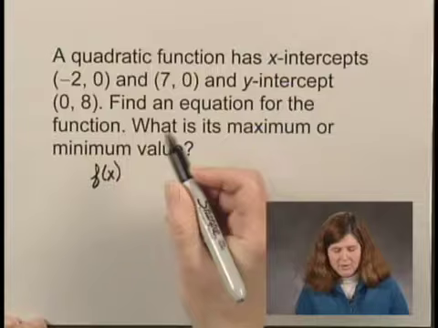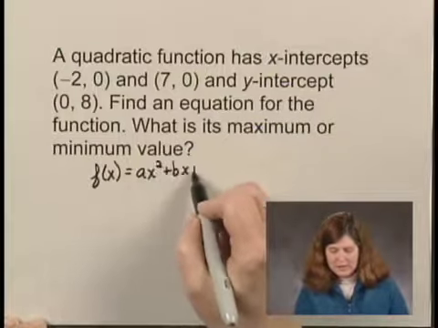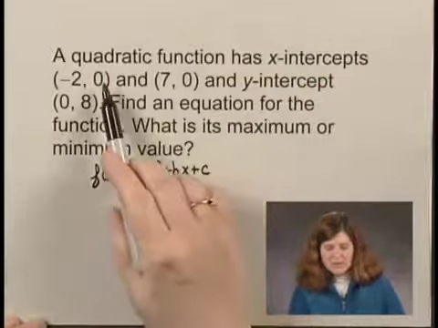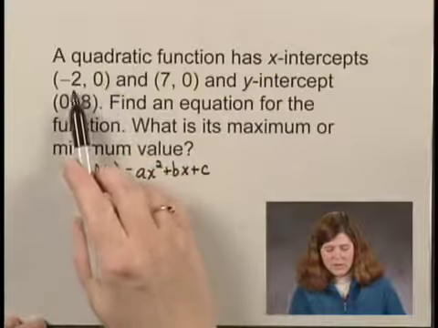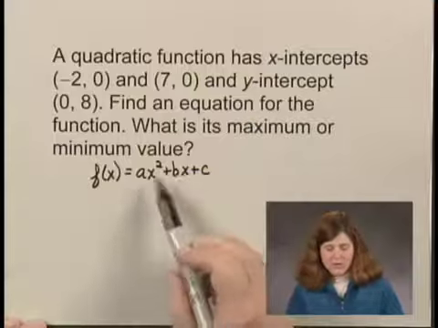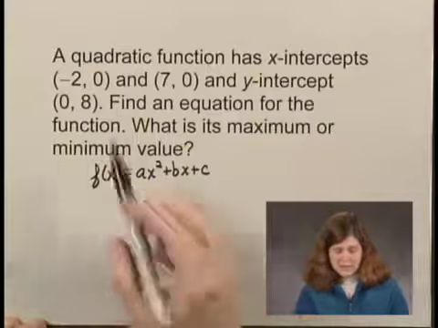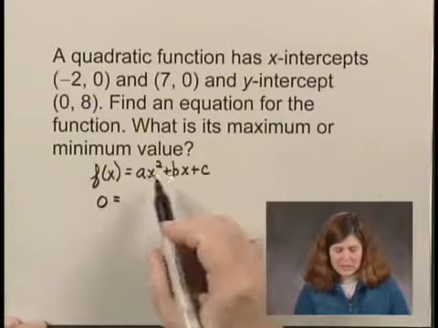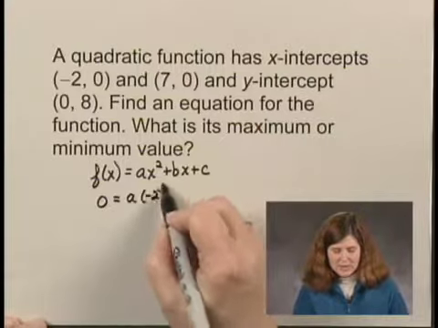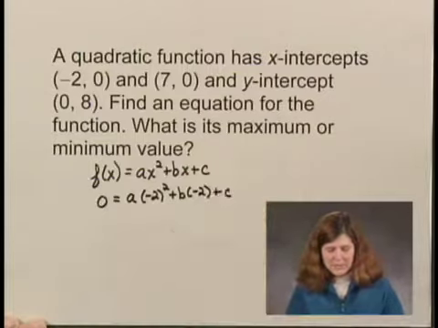A quadratic function will be something of the form f(x) = ax² + bx + c. I have 3 points, so I can substitute for the first point -2 for x and 0 for f(x), and that will give me one equation with a, b, and c as the variables, because that's what I want to find. Substituting 0 for f(x) and -2 for x, I have 0 = a(-2)² + b(-2) + c.